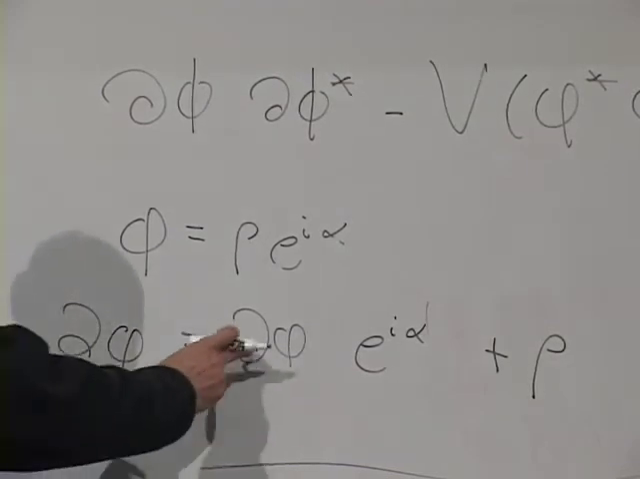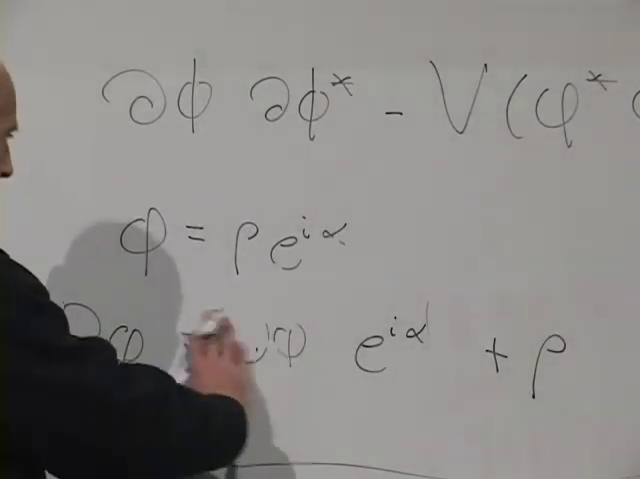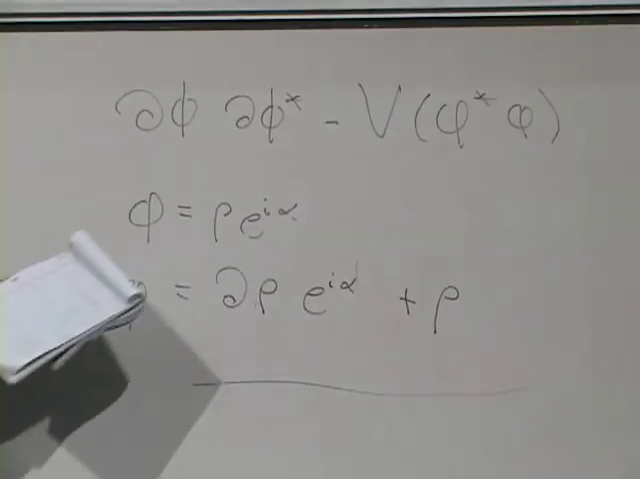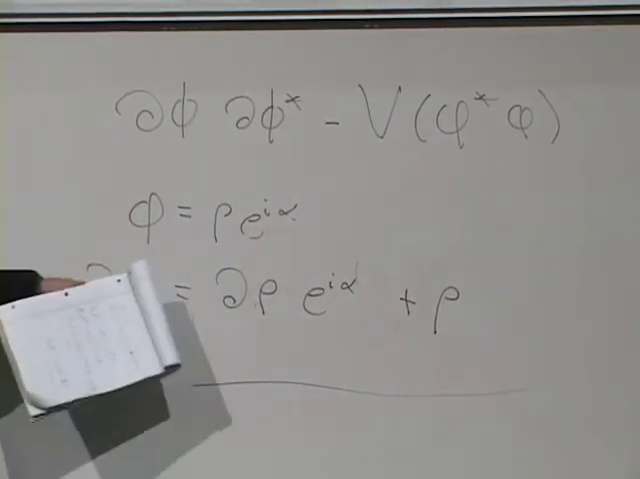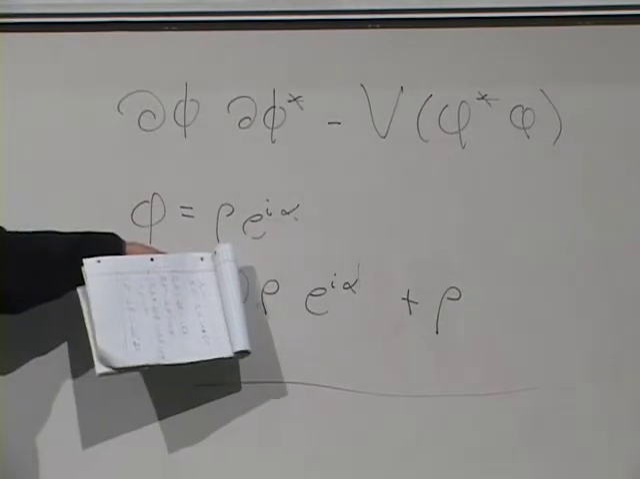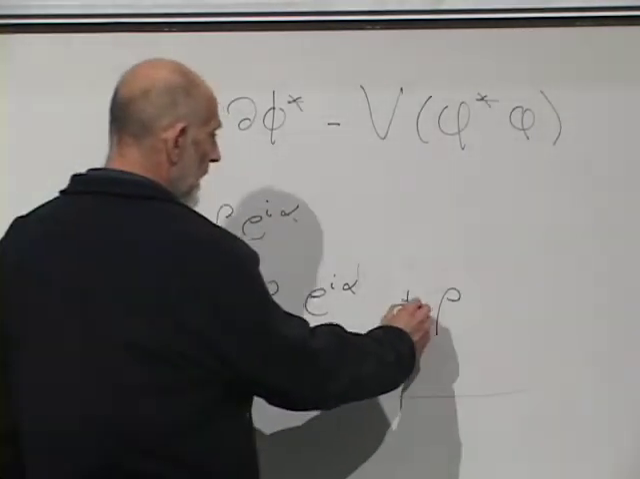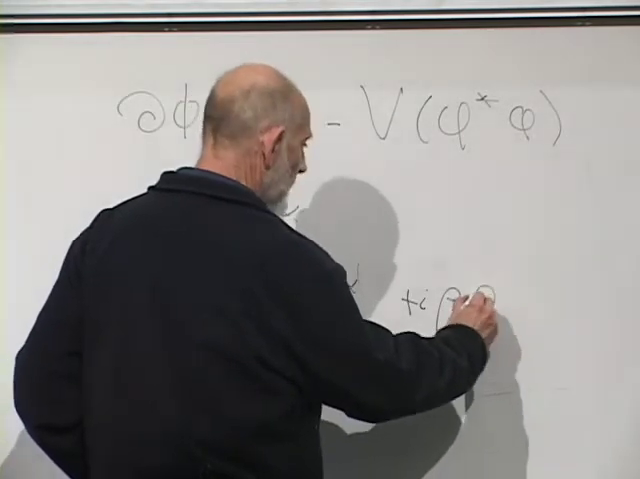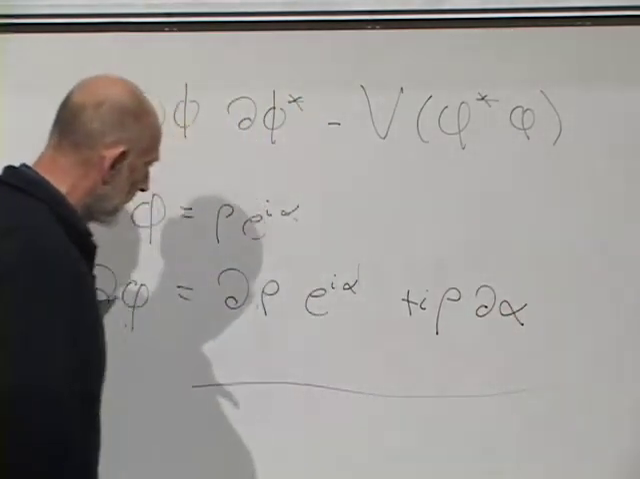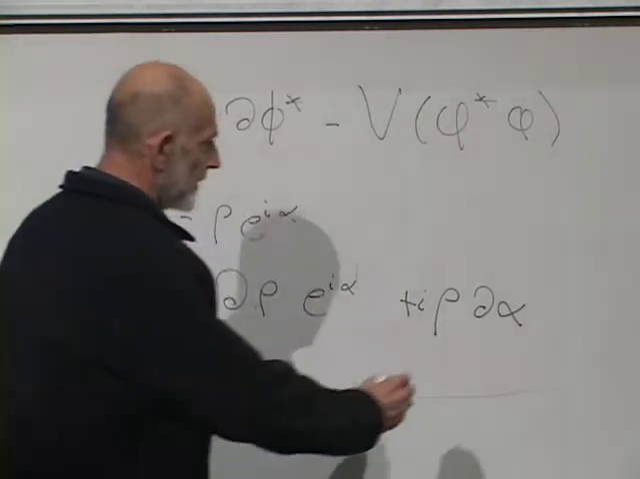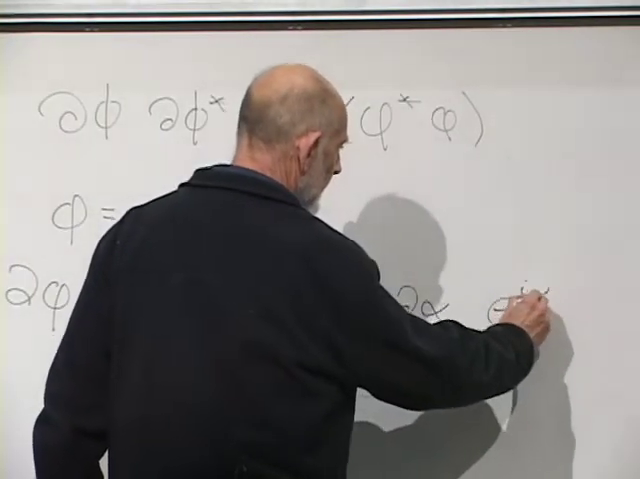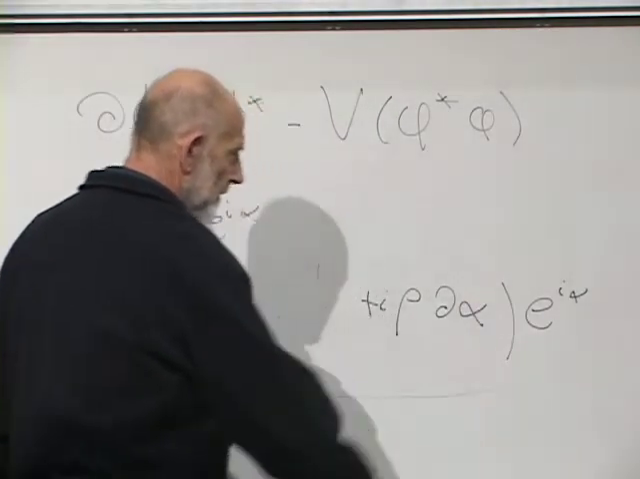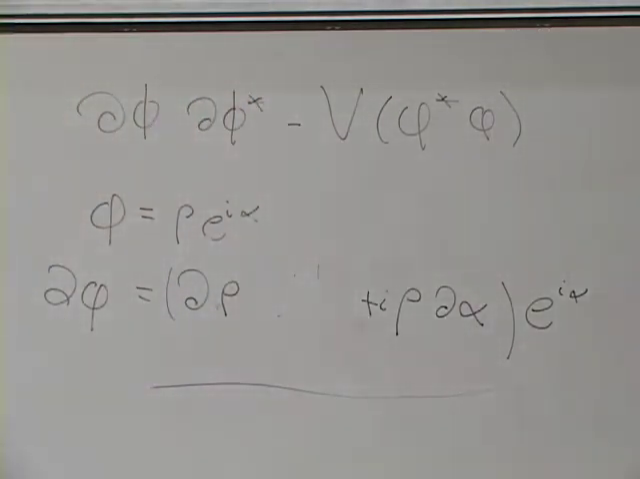Did I leave out rho? Sorry, I should have put rho here. What am I writing? Derivative of rho times e to the I alpha, plus rho times the derivative of e to the I alpha. And that's I rho times the derivative of alpha, all times e to the I alpha. Let's factor out e to the I alpha and put it on the outside. Okay. So that's the derivative of phi.